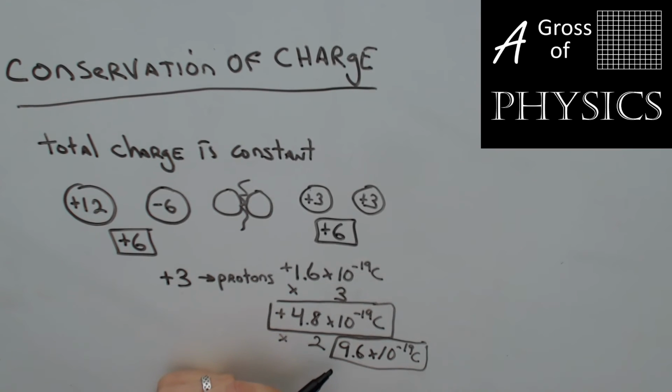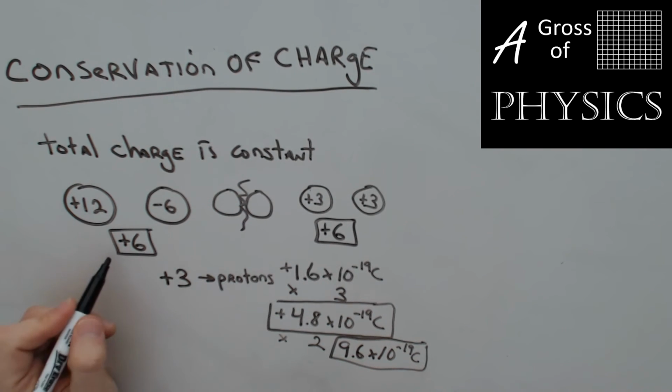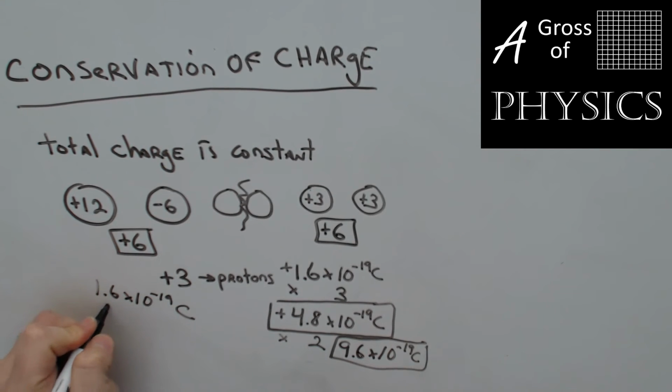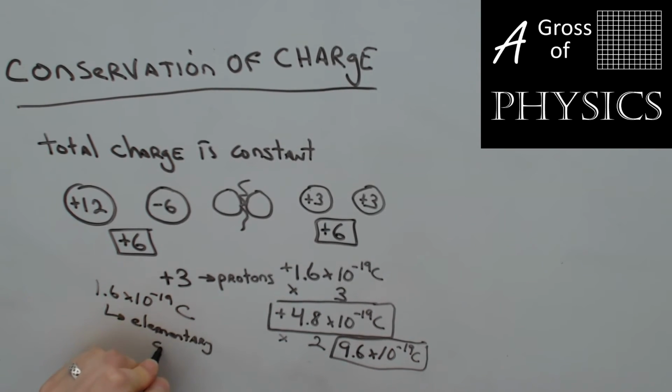Now, if we started with that value and we wanted to find the number of extra protons or electrons, we would divide that by 1.6 times 10 to the negative 19 coulombs, and we should end up with plus 6. So remember, the 1.6 times 10 to the negative 19 coulombs is the charge on one elementary particle. So it's the elementary charge. And it's listed on our reference table as E.